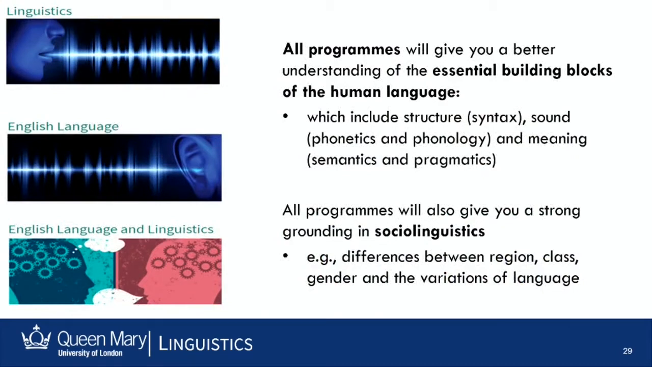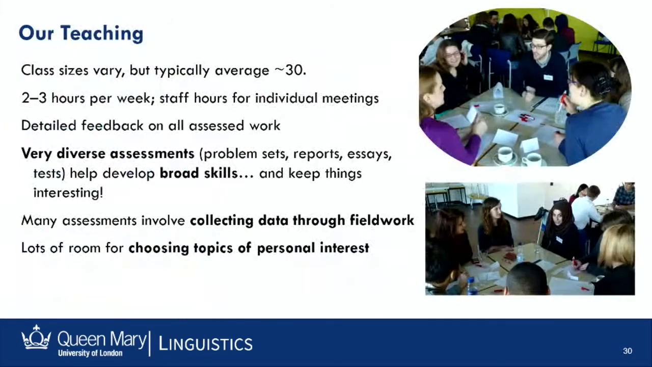So as I said, across these three programs, there's going to be a lot of similarities in terms of what you're going to be trained in, right? So you're going to be trained in the core areas of understanding the building blocks of human language, as well as sociolinguistics. The main difference is really going to be in terms of different bits of focus that you're asked to specialize in as you progress through the degree.